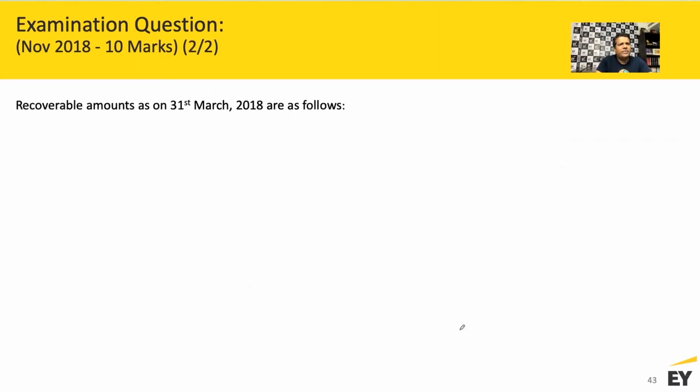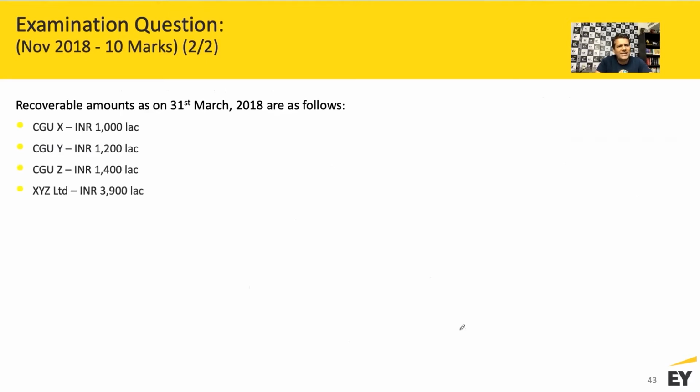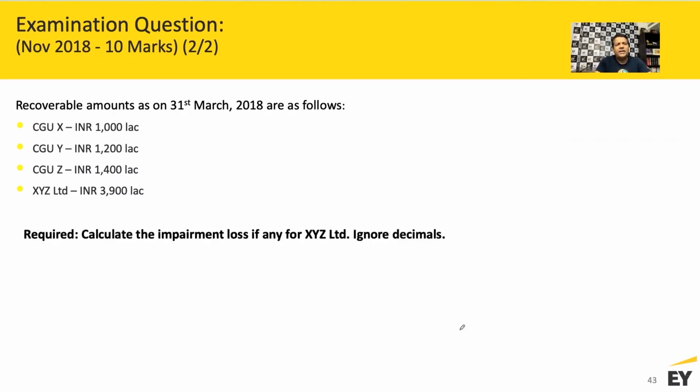Now the recoverable amount, we have more information here. Recoverable amount as on 31st March 2018 for the CGUs X, Y, and Z is provided: 1000, 1200, 1400, and for the overall business, XYZ all put together, that company is 3900. Required is to calculate the impairment loss, if any, for XYZ Limited. Ignore the decimals, right?